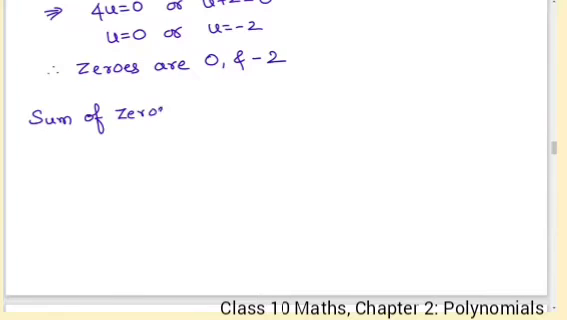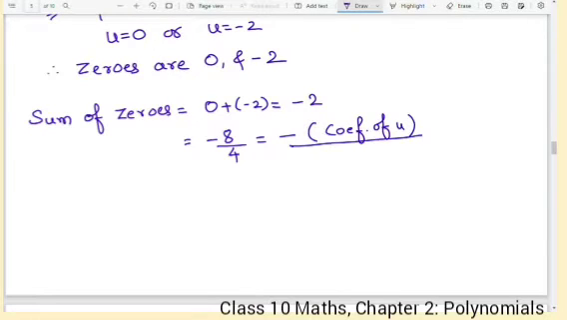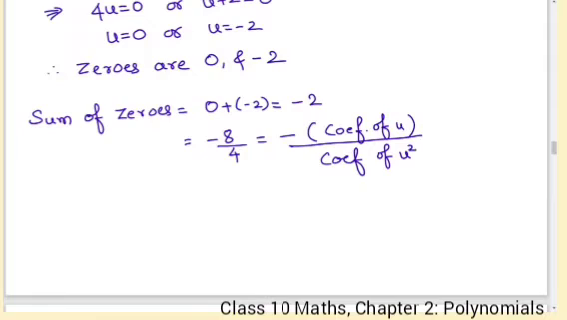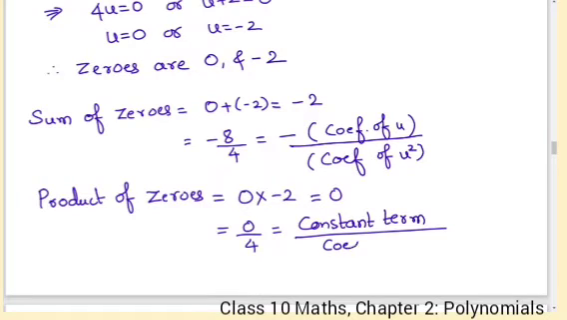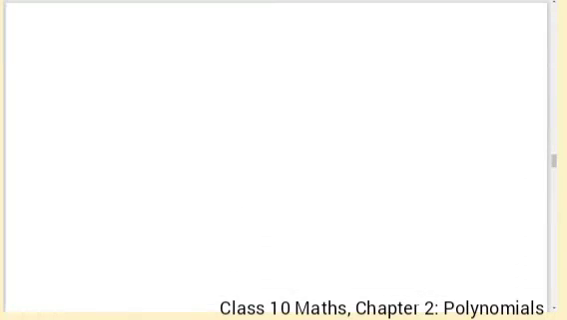Find out sum of zeros. Sum of zeros is 0 plus minus 2, that is minus 2. Or you can write it as minus 8 by 4, that is nothing but minus 2 itself. It is in the form of minus coefficient of u by coefficient of u square. Now product of zeros. 0 into minus 2, that is 0 itself. 0 by 4 you can write. 0 is a constant term and 4 is the coefficient of u square. So this relation is also verified now.